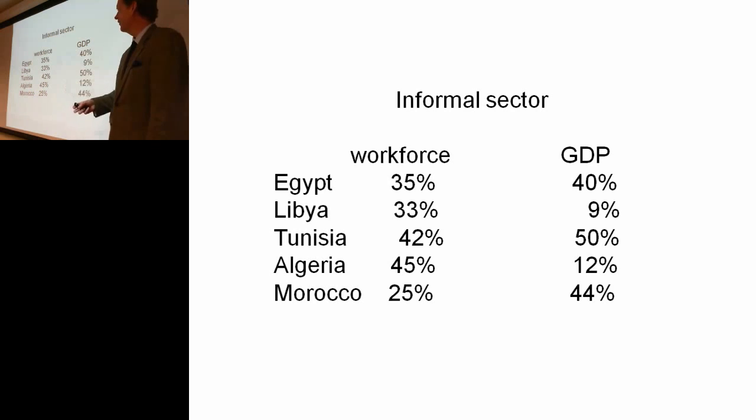Libya, 33%. You can read the figures for yourself. None of them are small. Morocco, seemingly the lowest, with a quarter. Only a quarter of the population working in the informal sector. That's huge. And as percentage of GDP? Wow. Why do we think it's lowest in Libya and Algeria?